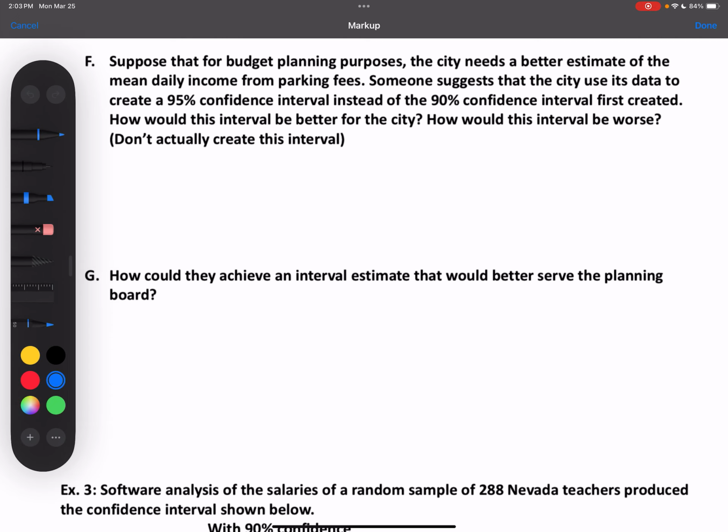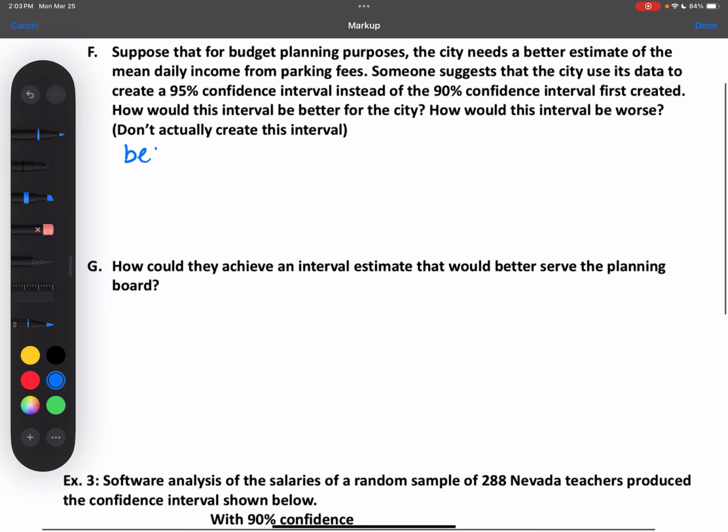So, how is it better? The $130 would be in the interval. It's bigger. It has a bigger range, so it could show more positive results and also more negative results, so you get a wider range of what it could be. Yeah, so both of those things combined.